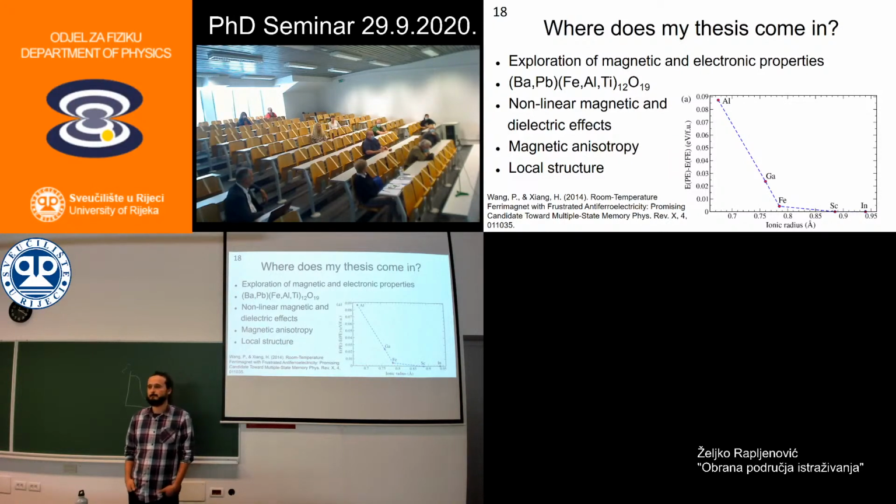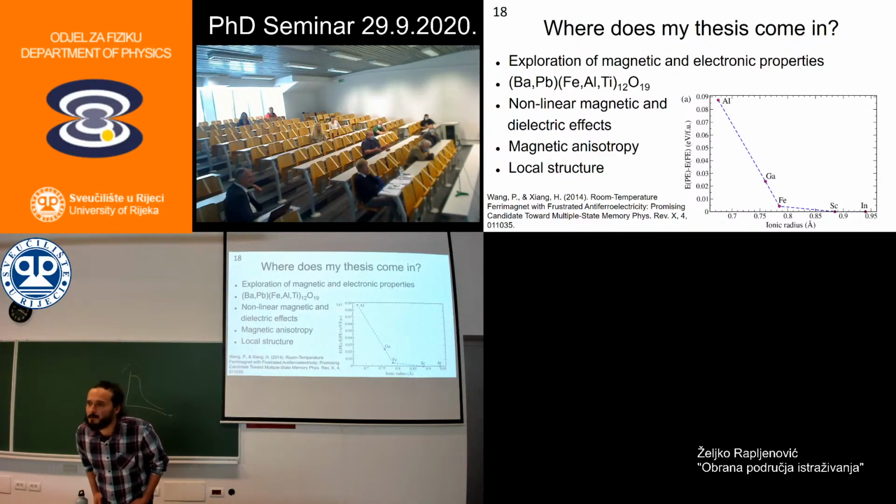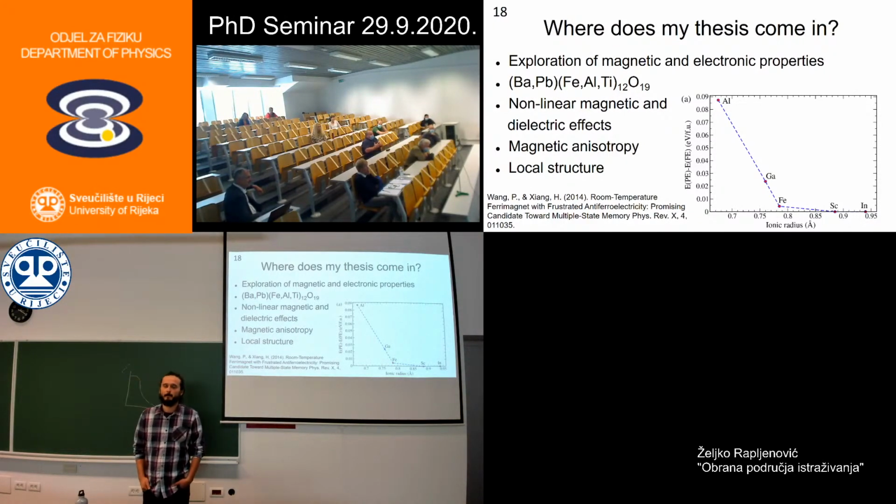Usually, when you have an ion in an octahedral environment, you expect the Jahn-Teller effect. What about the Jahn-Teller effect in these materials? Doesn't it happen, or why doesn't it happen? Usually in such a structure, you would expect a Jahn-Teller distortion.